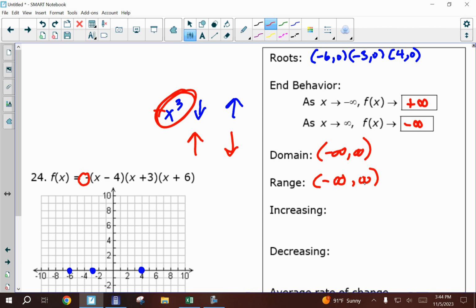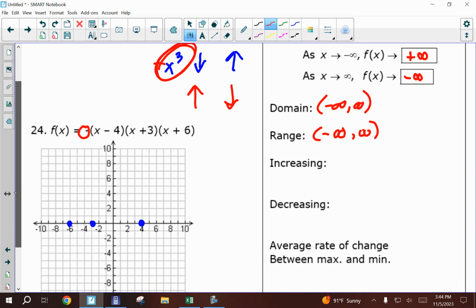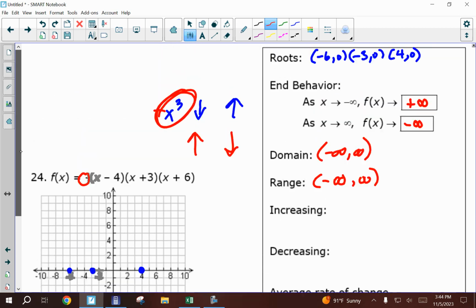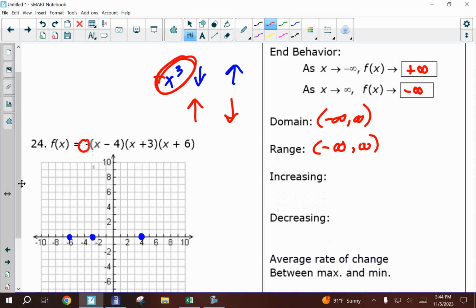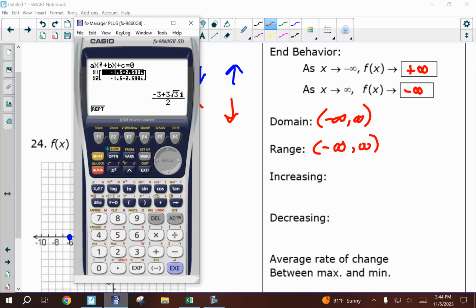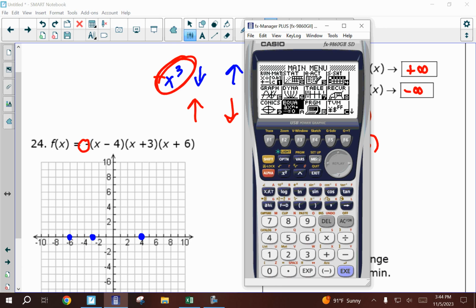So basically every number gets covered by this graph. It goes left forever, right forever, down forever, and up forever. See if there's anything else we can find. Now for the rest of it, we're going to actually need to use either a graphing calculator or you can use Desmos. So I'll just use the graphing calculator since that's what I have here ready to go.